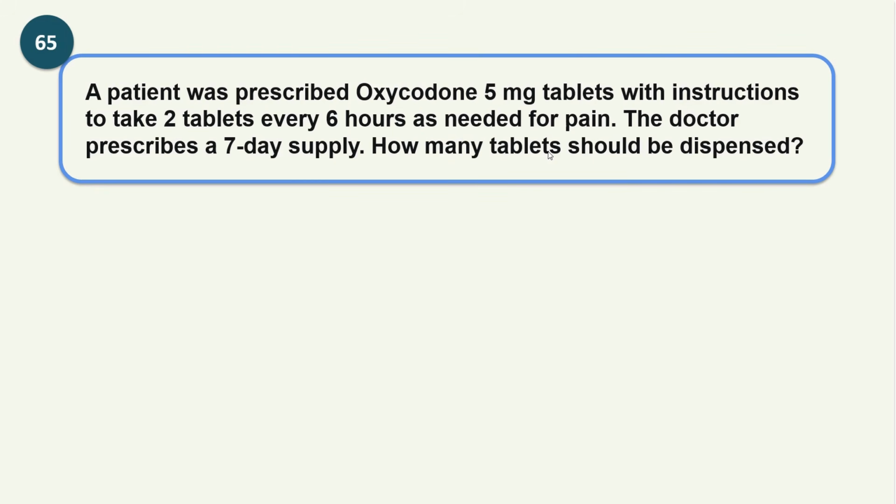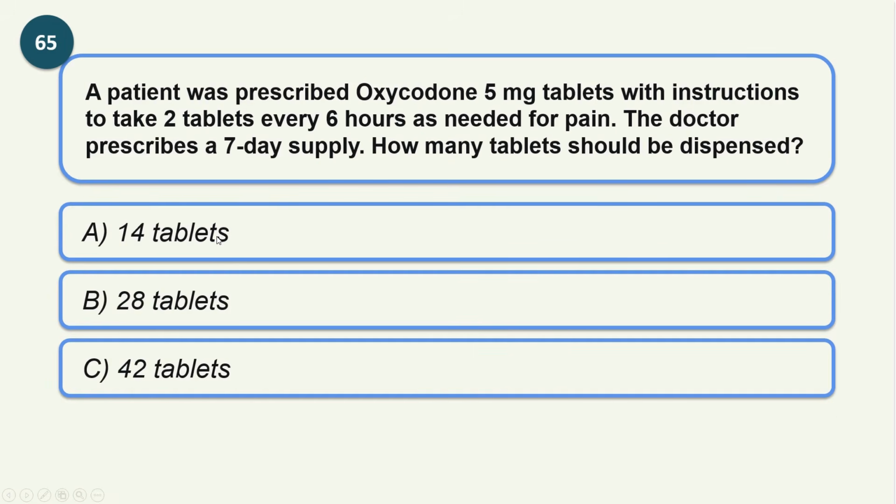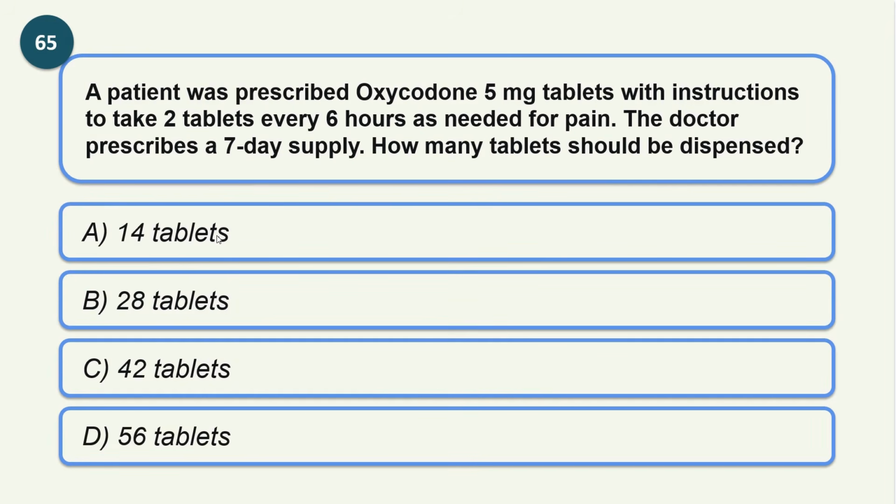Next, a patient was prescribed oxycodone 5 milligram tablet with instruction to take 2 tablets every 6 hours as needed for pain. The doctor prescribed a 7 days supply. How many tablets should be dispensed? A, 14 tablets, B, 28 tablets, C, 42 tablets, and D, 56 tablets. Correct answer is 56 tablets.